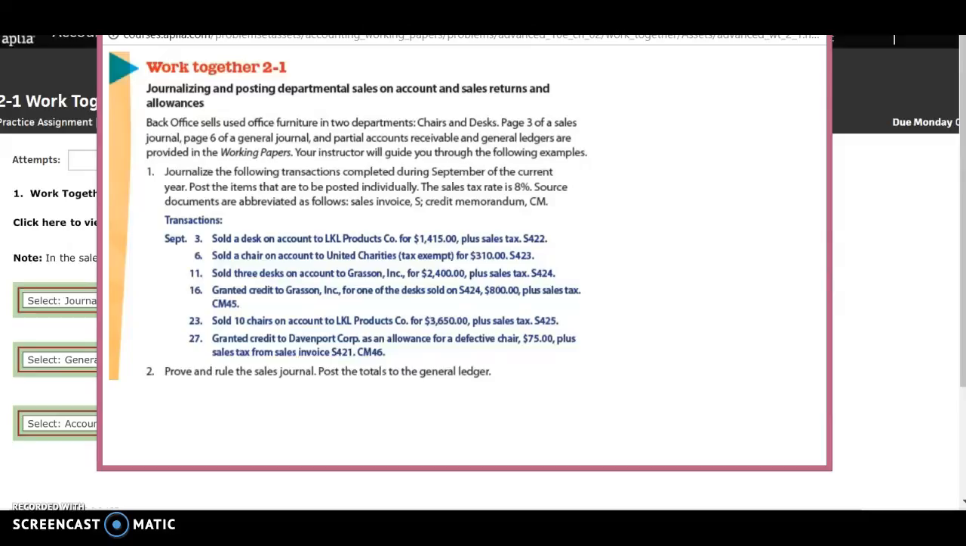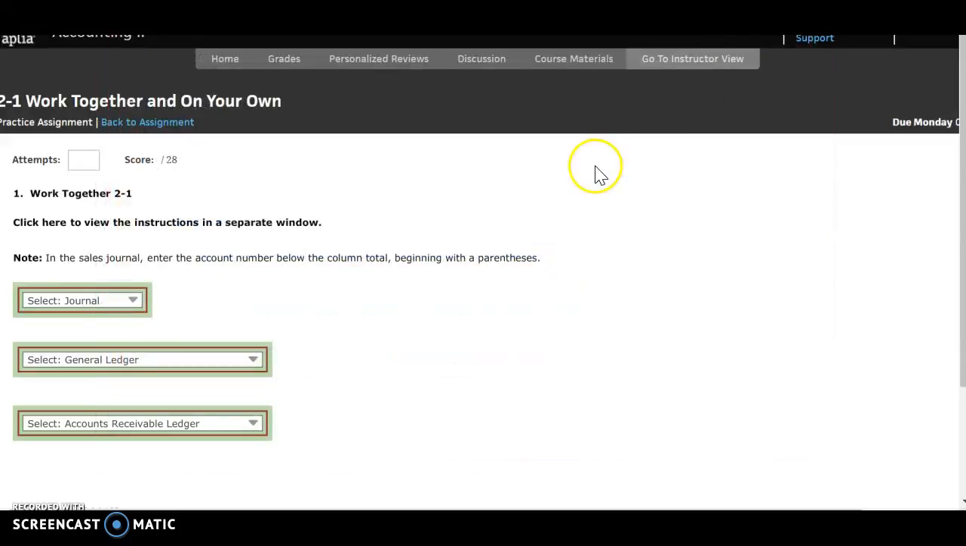So there looks like we have 6 transactions. And then step 2 is to prove and rule the sales journal and then to post the totals to the general ledger. So I'm going to go ahead and close that, and I'm going to be just looking from my book for the transactions.